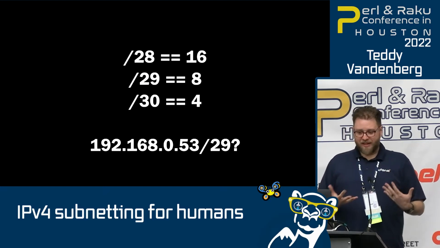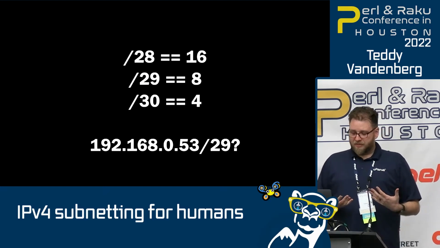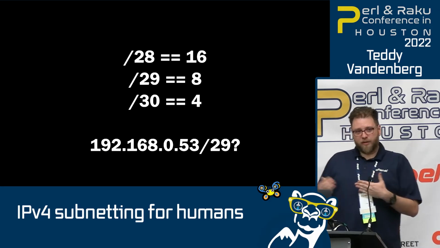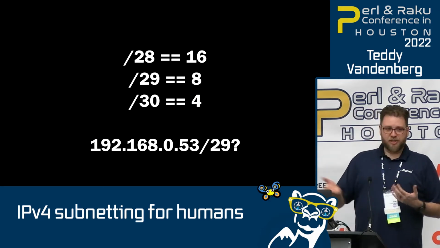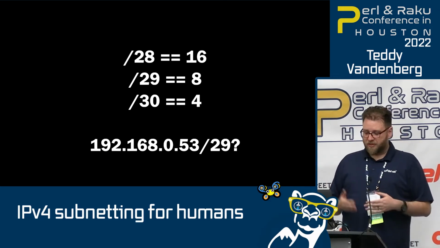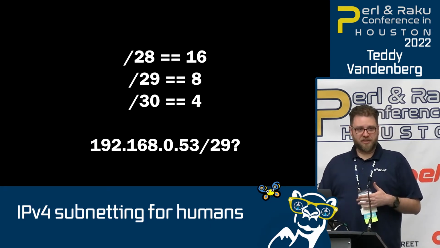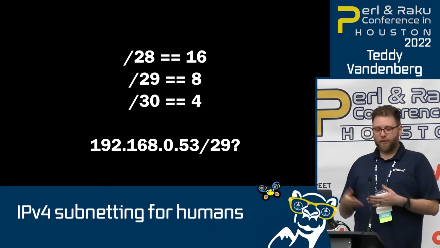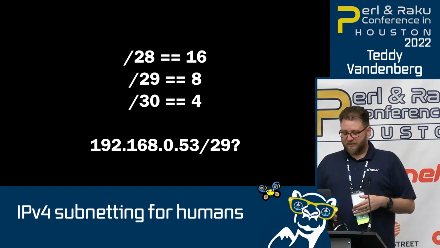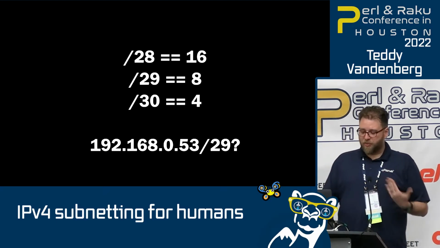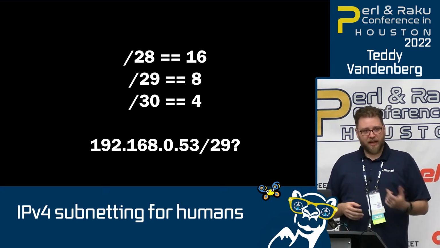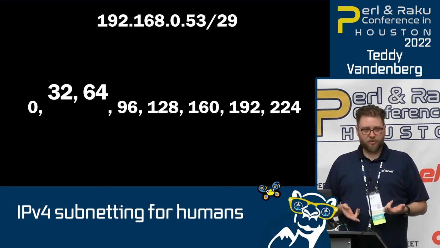So how do we use that knowledge of 32? Well, if you want fewer IPs, so you need a /28, that's just 16, that's half of 32. You need a /29, half of 16 is 8, so on and so forth, /30 is 4. But where does 192.168.0.53 land in its IP address range if it's a /29?